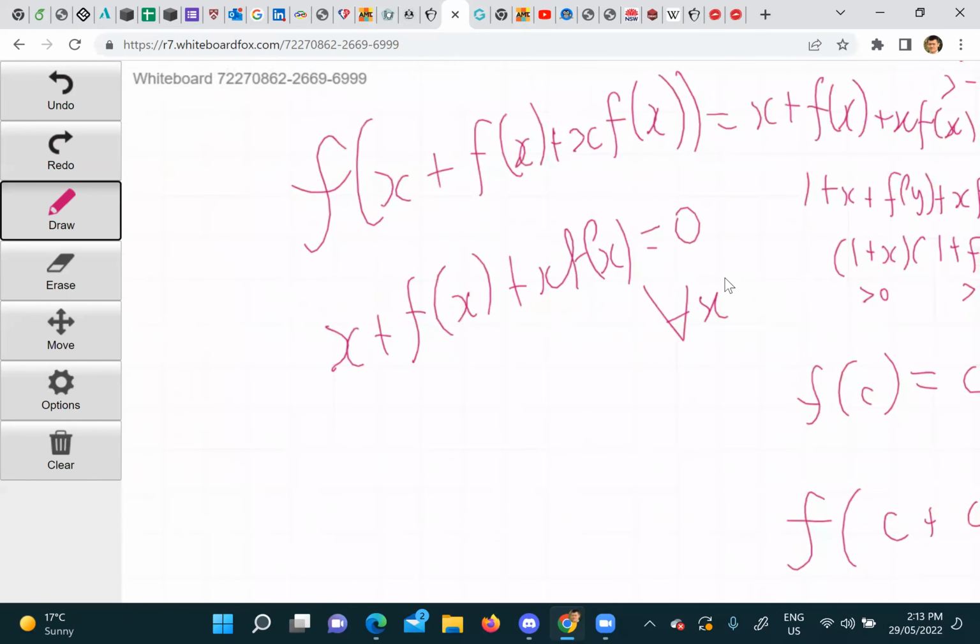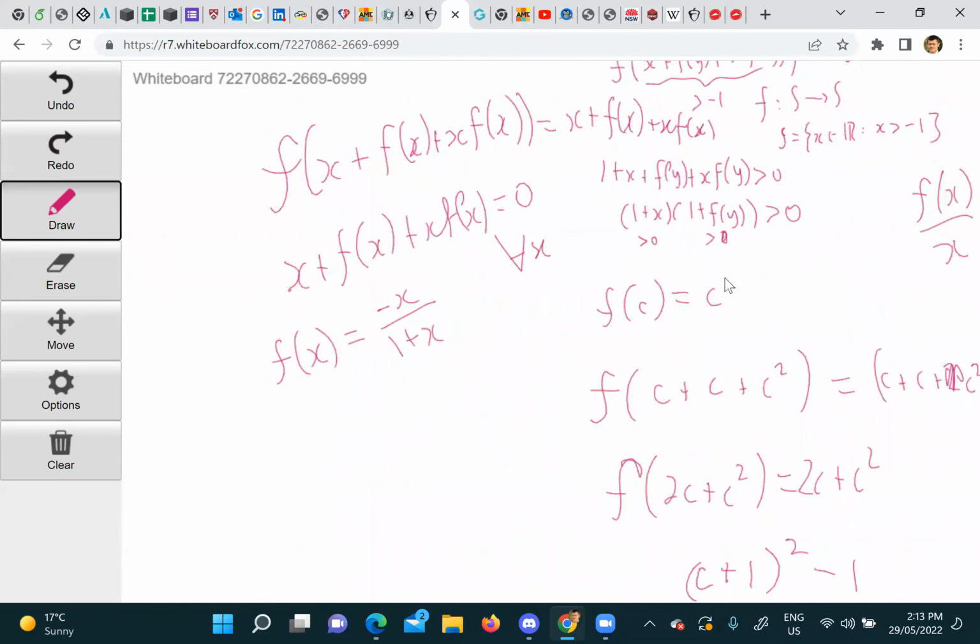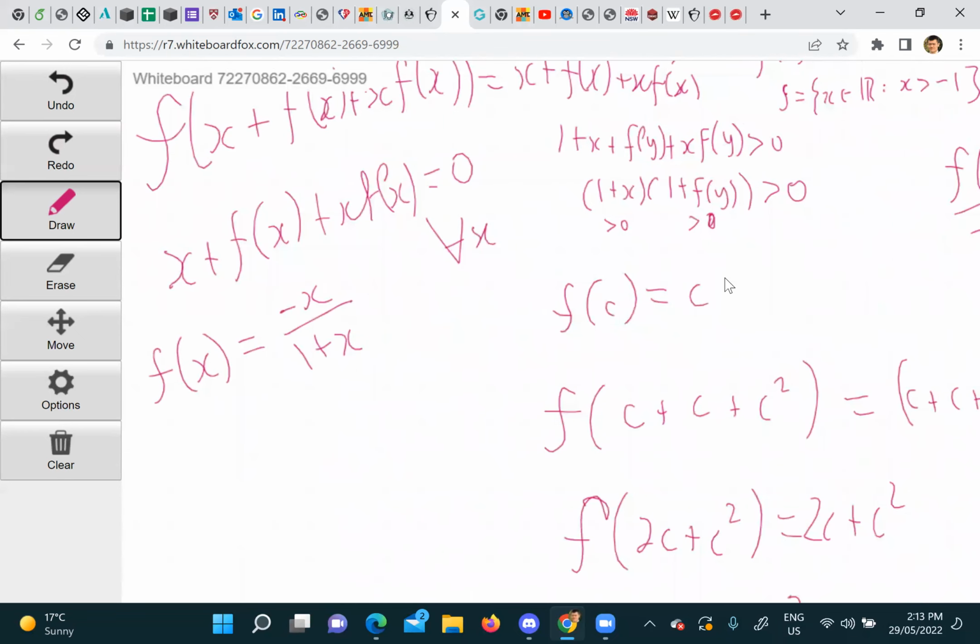Wait, so that gives us a solution. Yeah, that gives one solution. Negative x over x plus 1. Yeah, negative x on x plus 1. Does it work? Yeah, it works. It's a bit insane. We didn't see it coming.